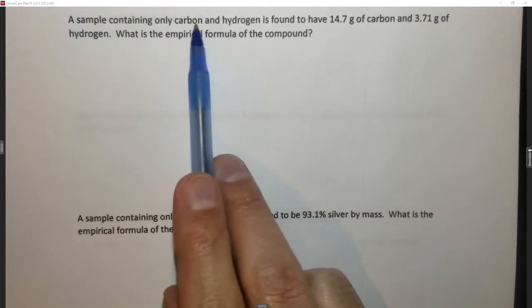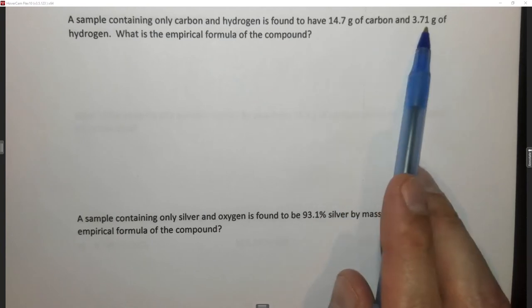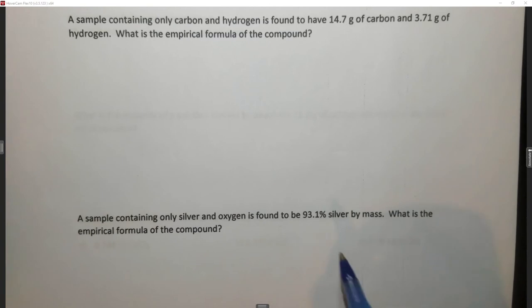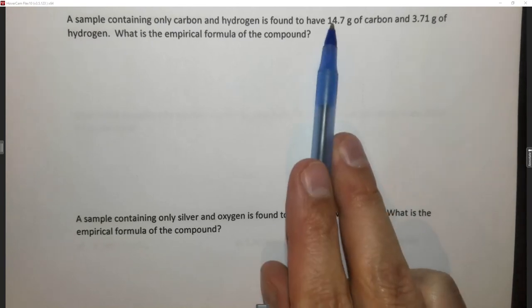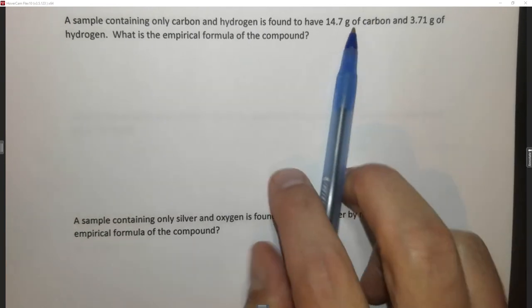It says a sample containing only carbon and hydrogen is found to have 14.7 grams of carbon and 3.71 grams of hydrogen. What is the empirical formula of the compound? So an empirical formula is the simplest ratio of moles. Unfortunately, we're given grams. So before we can find the simplest ratio of moles, we first have to find moles and then find the simplest whole number ratio. So in order to do that, we need to convert these grams to moles.